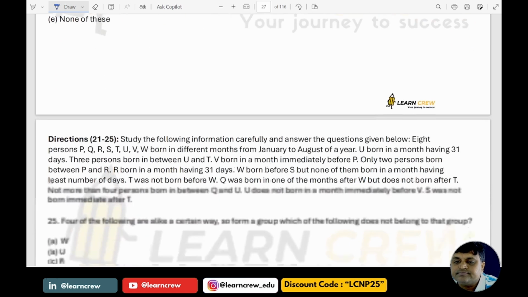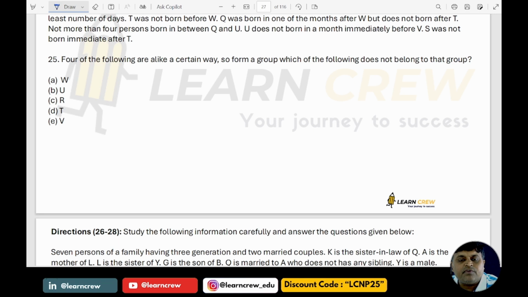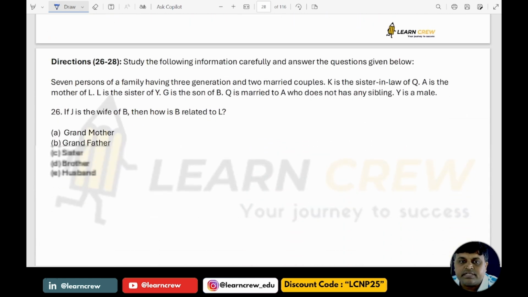Next, 4 of the following are alike and which does not belong to the group? So answer is V. V does not belong to the group because all the remaining, W, U, R, T, are in months of 31 days. V is not in a month of 31 days. V is in a month of 30 days. That is how it is different.